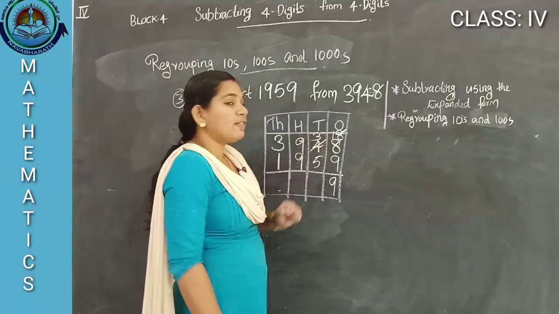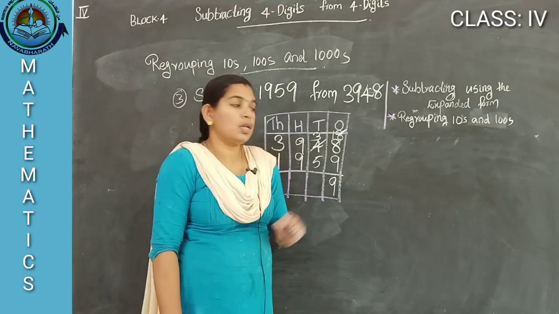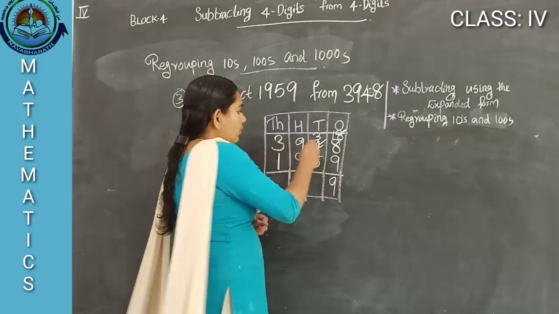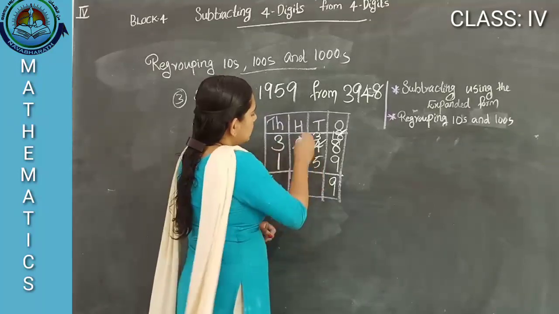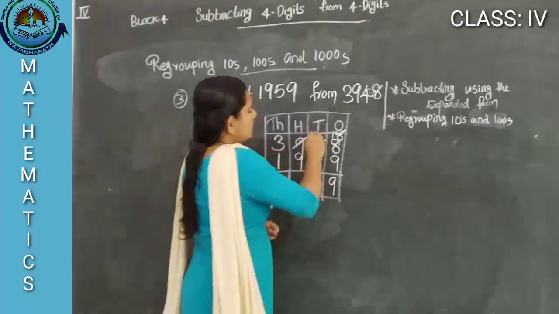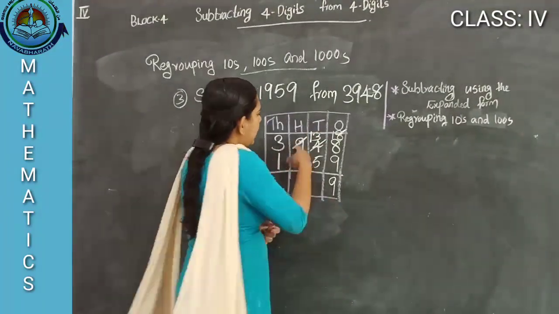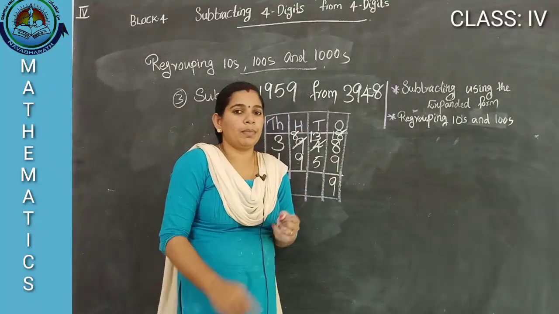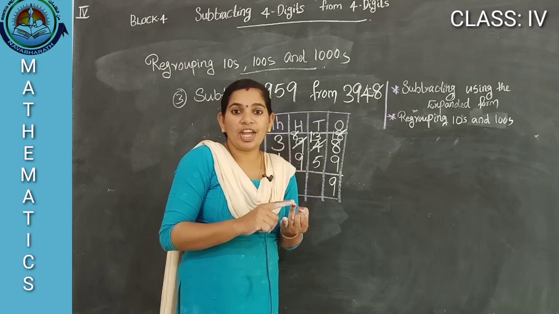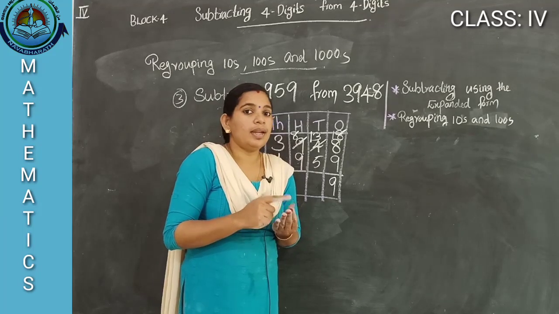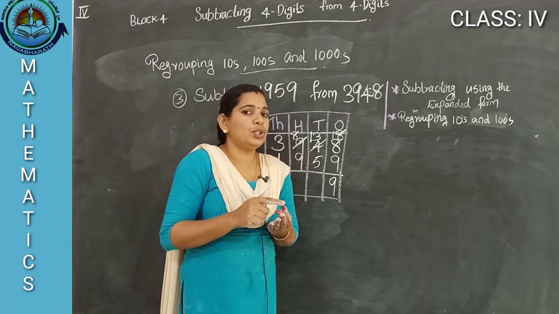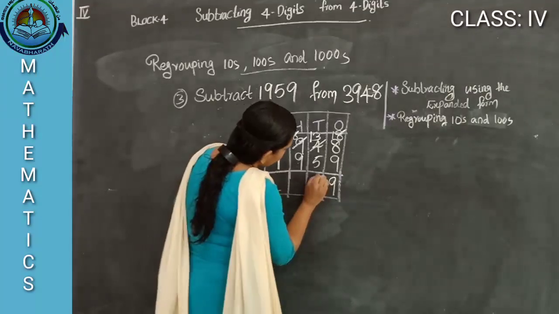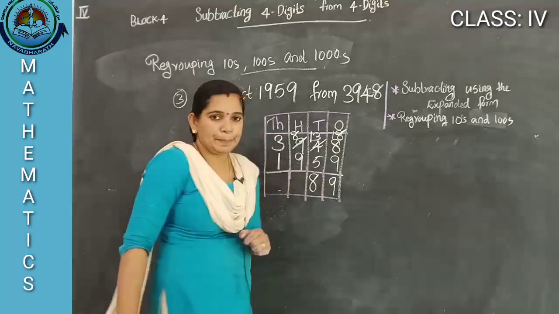Okay. Then 3 minus 5. That also is not possible because the first number is smaller than the second. So we are taking 1 from the hundreds place. This 3 becomes 13, 9 becomes 8. 13 minus 5: 6, 7, 8, 9, 10, 11, 12, 13. How many fingers? 8. So we are writing 8 here.